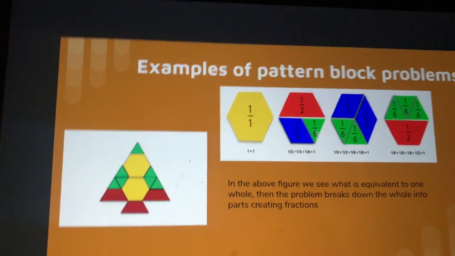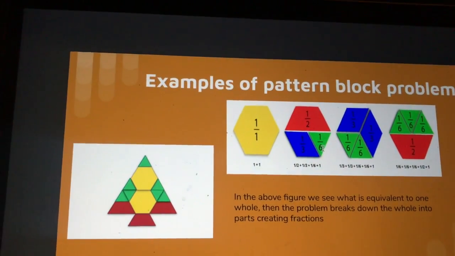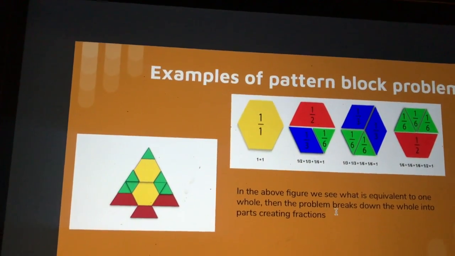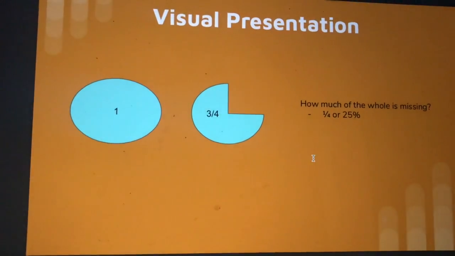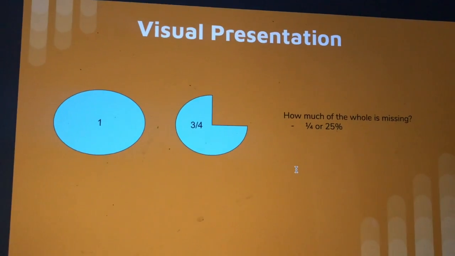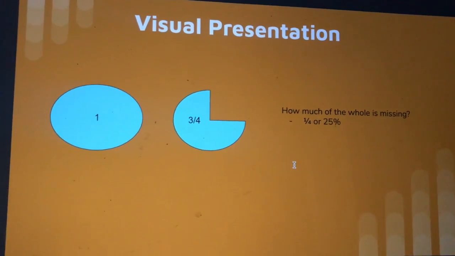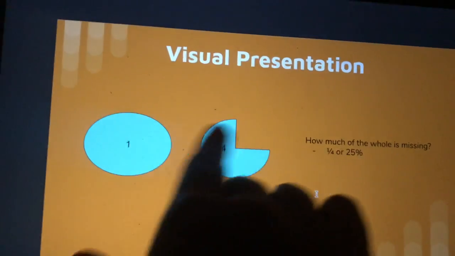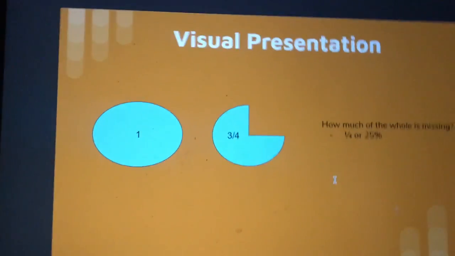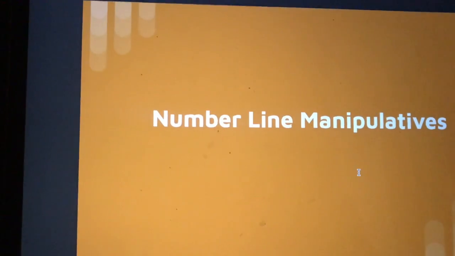So in the above figure we see what is equivalent to one whole. Then the problem breaks down the whole into parts, creating fractions. This is a visual representation of how much of the whole is missing. This is the whole, and this is what we have, 3/4 of the whole. Then 1/4 of the whole is missing, that's 25% of the whole.